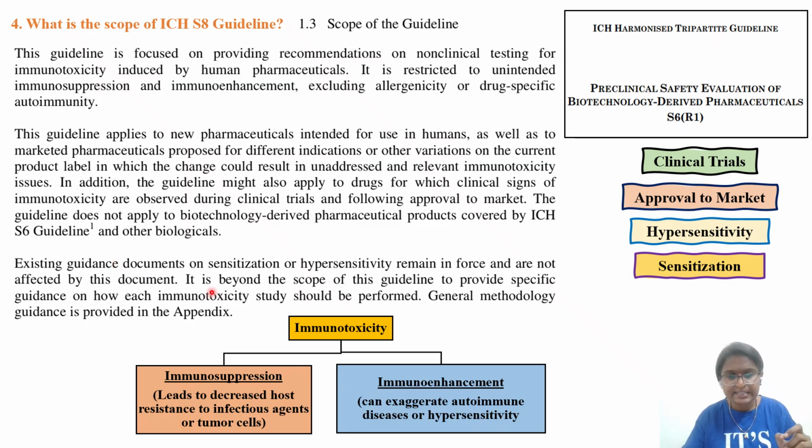Next, we'll see existing guidance documents on sensitization or hypersensitivity remain in force and are not affected by this document. So whatever the information with respect to sensitization and hypersensitivity, we have a separate guideline, which is not affected by this particular guideline. It is beyond the scope of this guideline to provide specific guidance on how each immunity, as I told you, you have to read what is adaptive immunity, what is humoral immunity, what is cell-mediated immunity. For hypersensitivity, you have to remember always all four types, and types of immunity also. General methodology guidance is given in the appendix. So in the subsequent videos, we'll discuss what the appendix is, what the different assays are that they have given. And we'll also see there is a decision tree diagram.